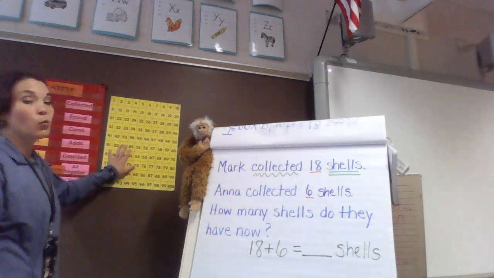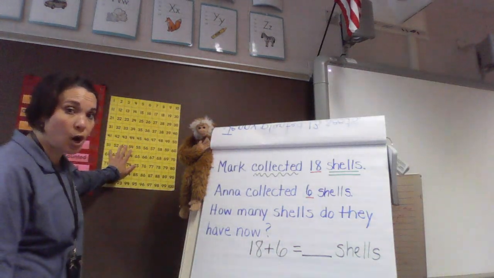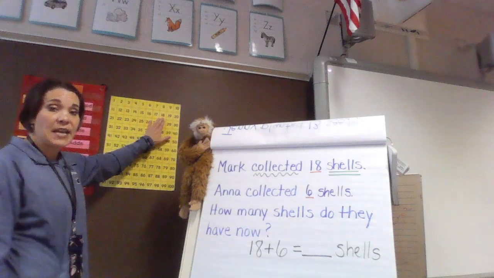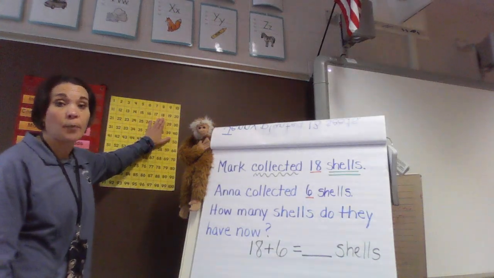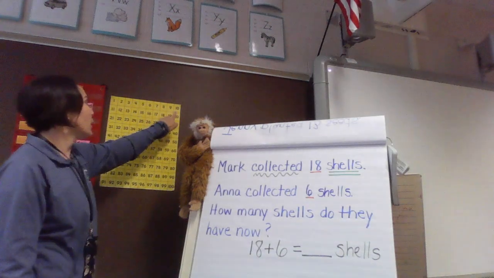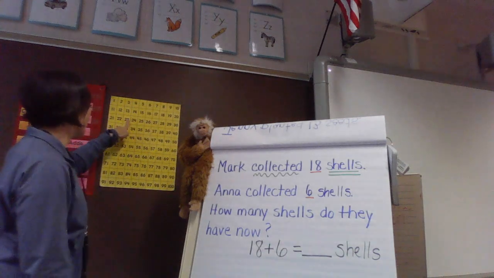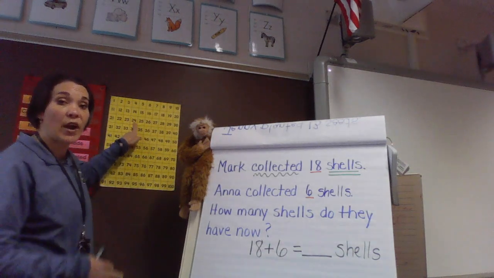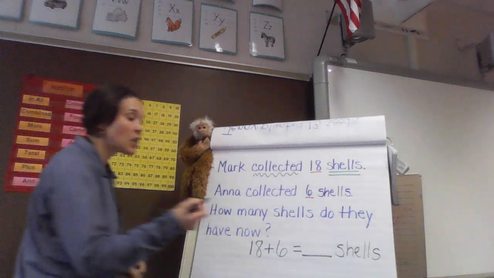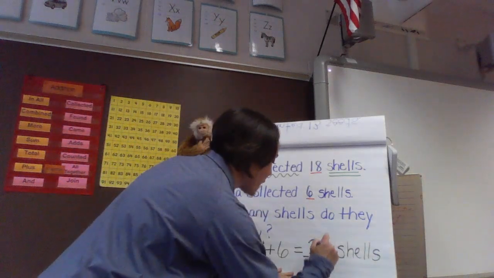So when we remembered, we focused first on the hundreds chart. We had 18, and we're going to count up 6 more. 1, 2, 3, 4, 5, 6. We end up with 24. So 24 would then be our sum.